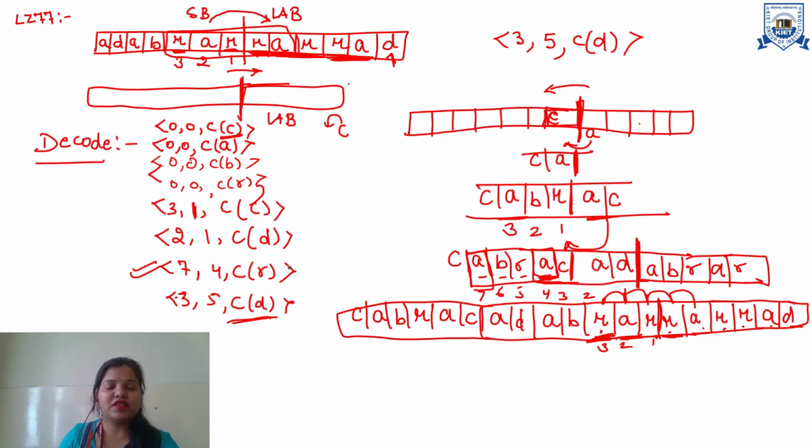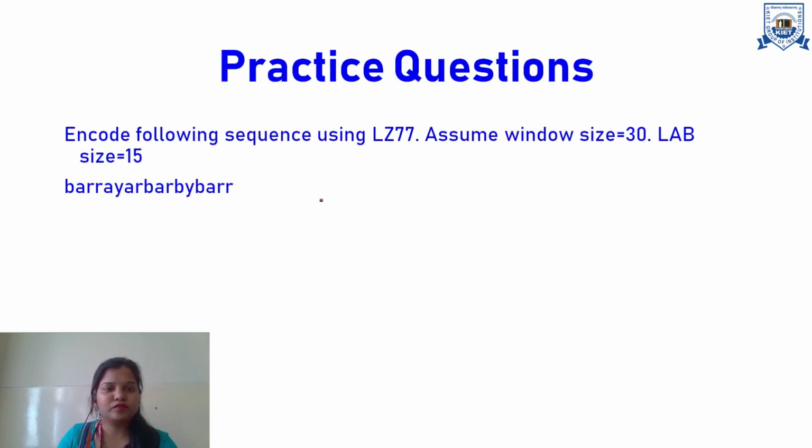Okay, so this is LZ77. It is an adaptive dictionary based technique in which we use a search buffer to encode the elements in the look ahead buffer. This is a practice question. You have to encode this message with a window size 30 and the size of look ahead buffer is 50.